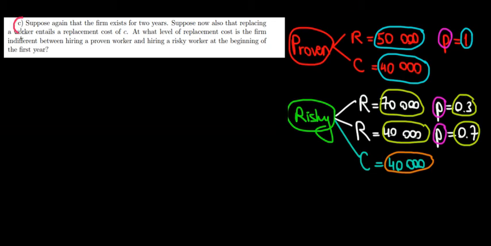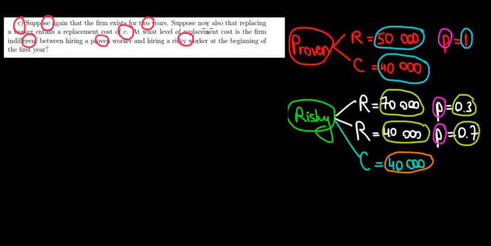Let's solve part C now. Suppose that the firm exists for 2 years and replacing a worker costs a certain level. Let's call that C. At what level of this replacement cost is the firm indifferent between hiring a proven worker and hiring a risky worker at the beginning of the first year?